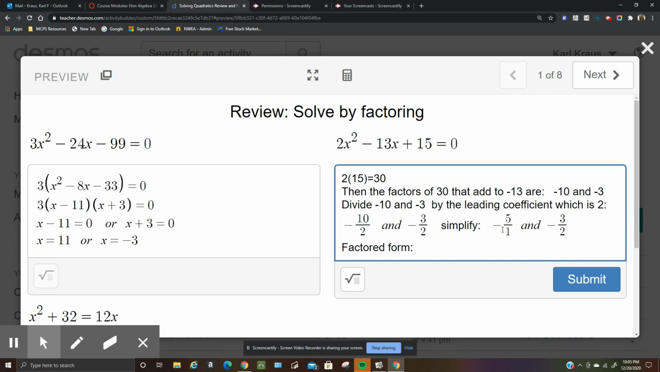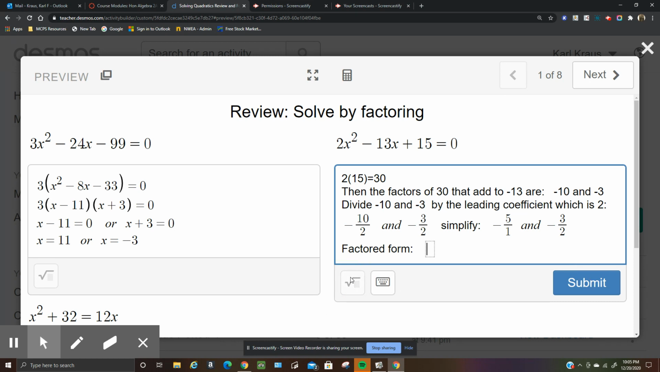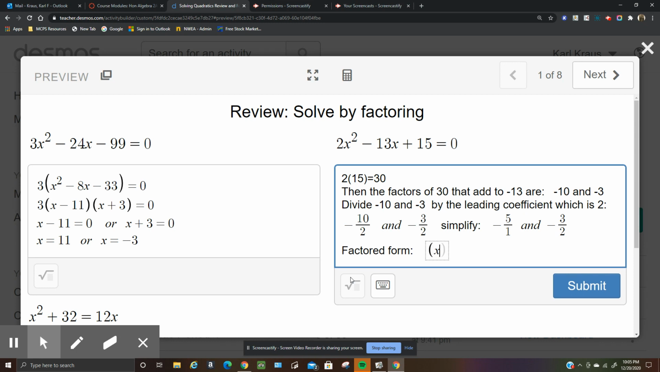And I'm going to take these two fractions and turn them into factors. This becomes a coefficient of x. This is a constant term. Coefficient of x, constant term. So we have x minus 5 and 2x minus 3.